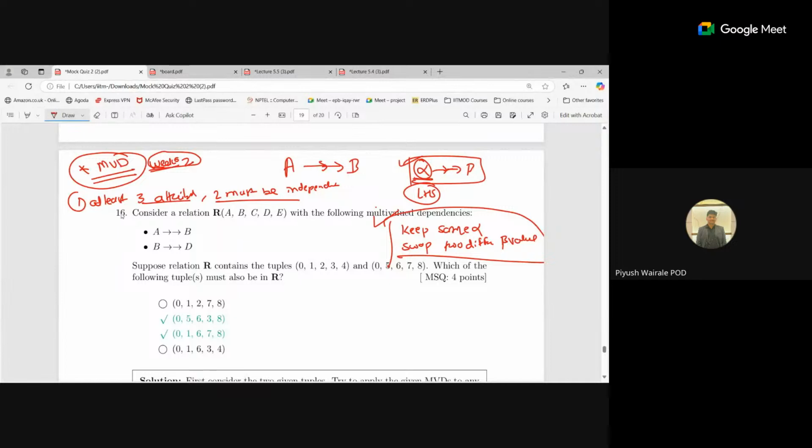Now, how are we going to solve this question? Does anyone tell me? Did anyone solve this question in the mock test?